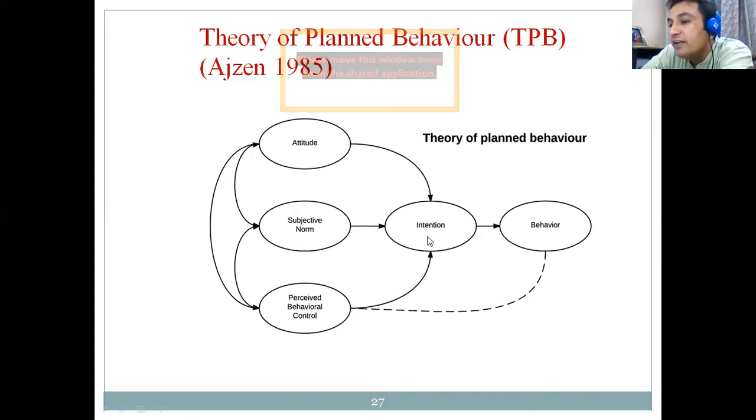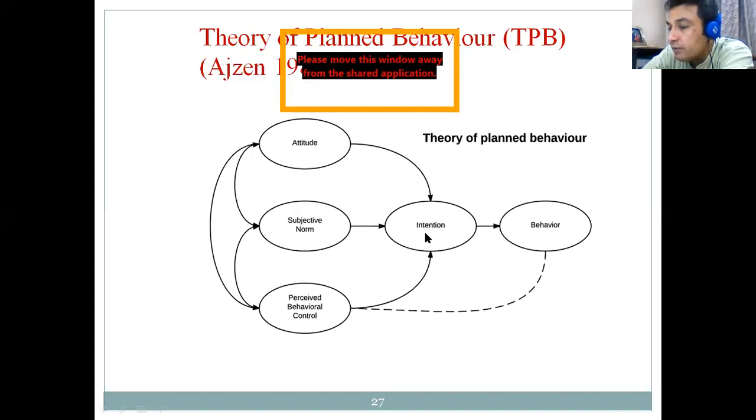And this intention here is the outcome behavior of subjective norm, attitude, and perceived behavioral control. So I will call it an independent variable here, if the relationship ends here. It is no doubt an endogenous variable and an independent variable. Then it is going to affect behavior.